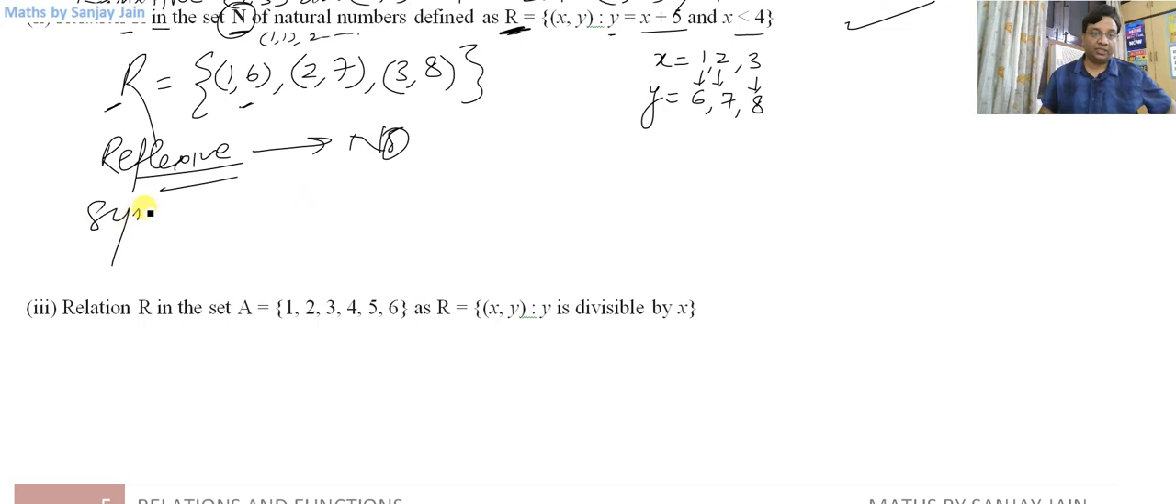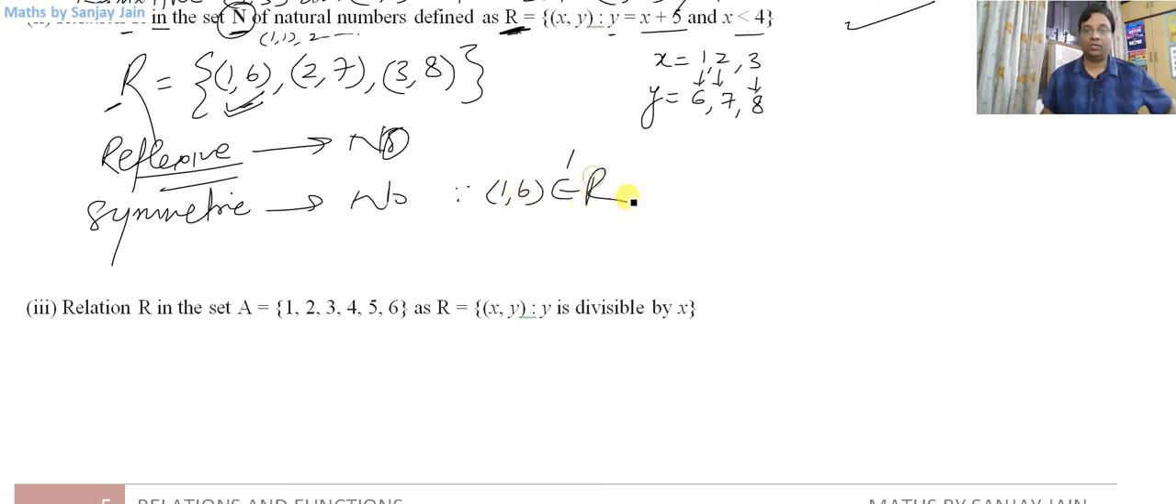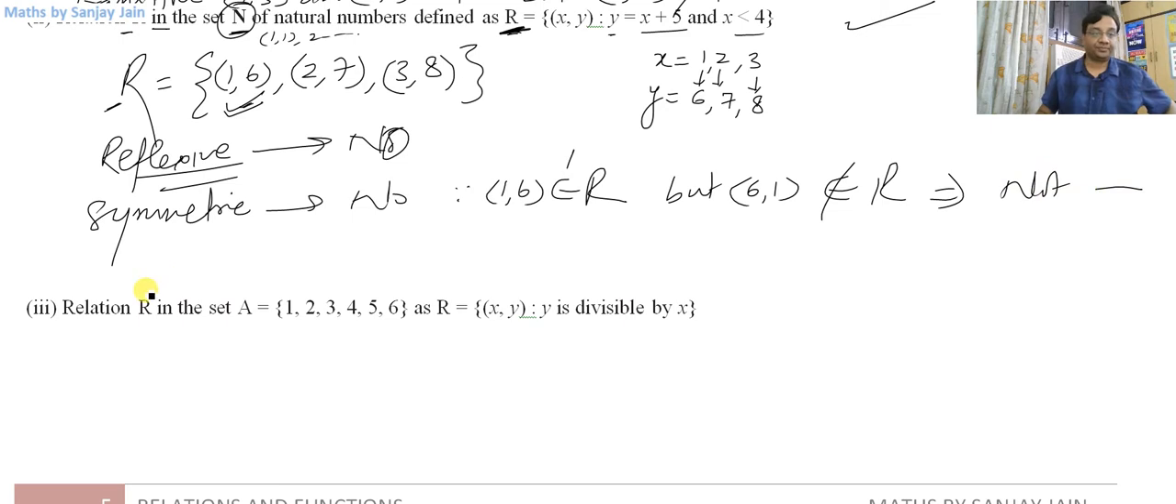What about symmetry? Is it symmetric? No, because I see 1 comma 6 here, but 6 comma 1 is not present. You can write it like this: 1 comma 6 belongs to relation R, but 6 comma 1 doesn't belong to relation R, hence I can say it is not symmetric. What about transitivity? Is it transitive?